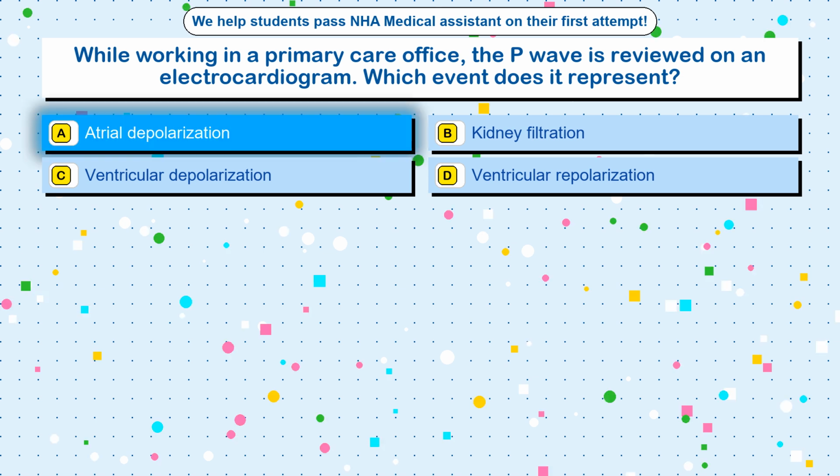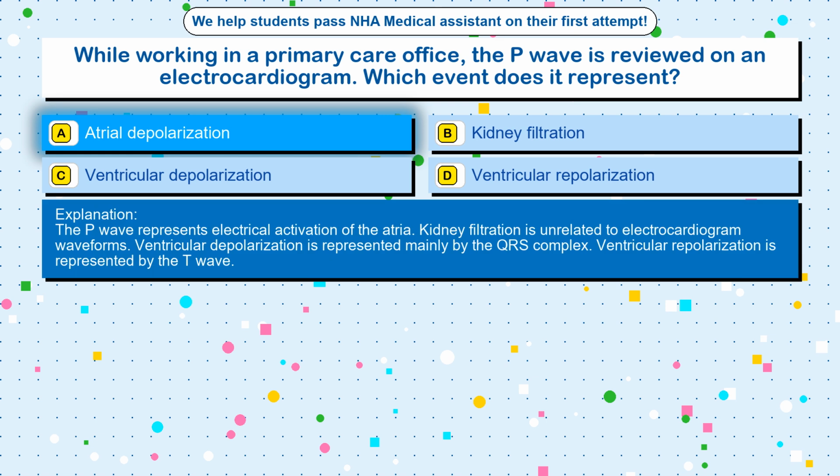The correct answer is option A, atrial depolarization. The P wave represents electrical activation of the atria. Kidney filtration is unrelated to electrocardiogram waveforms. Ventricular depolarization is represented mainly by the QRS complex. Ventricular repolarization is represented by the T wave.